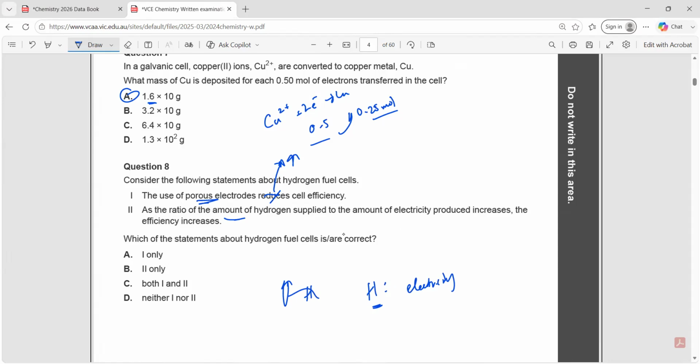I don't think so. Because if we're producing more hydrogen relative to the amount of electricity being produced, so basically, I think this ratio is hydrogen to the amount of electricity. And if this ratio is increasing, that means we're giving more hydrogen. However, despite the hydrogen going up, the electricity isn't going up. So the ratio is decreasing, which means the efficiency is decreasing, which means neither one nor two is correct. But that's worded very weirdly.